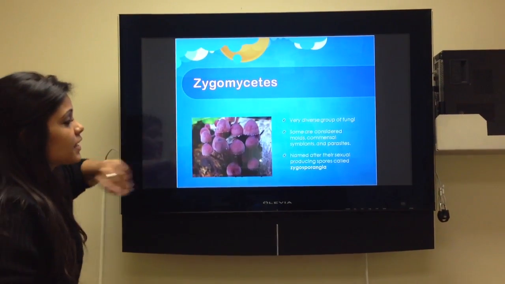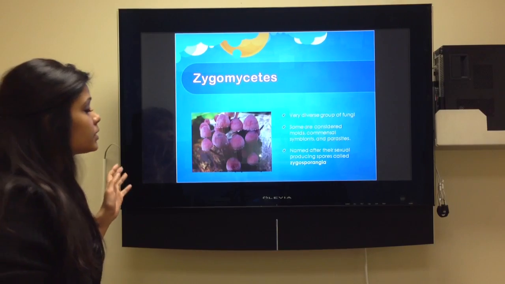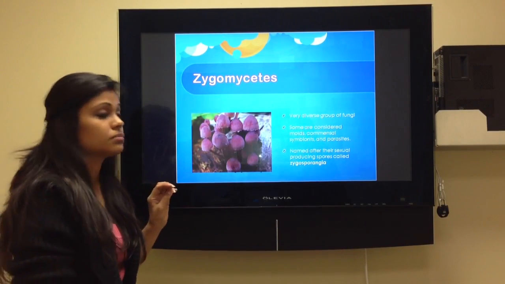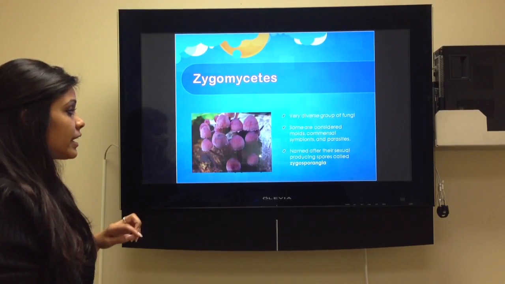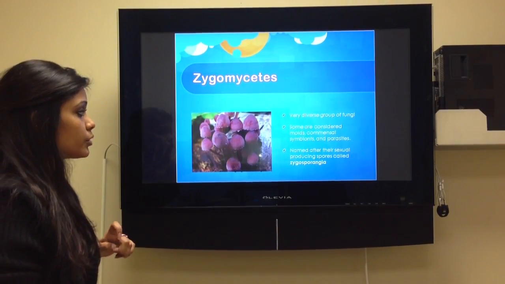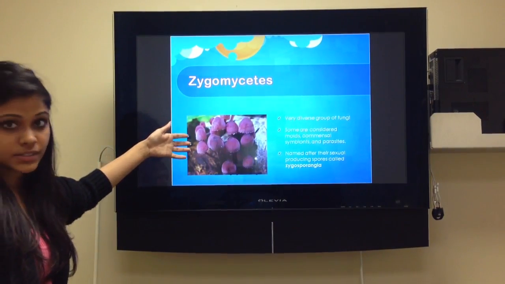Okay, zygomycetes. They are very diverse in the fungi group, and some are considered to be molds, commensal symbionts, and parasites. And they are named after their sexual spore-producing structures called zygosporangia. And here is an example of zygomycetes.